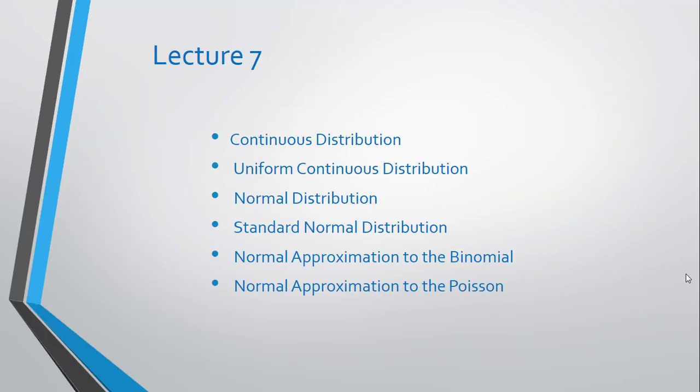In this lecture, we'll talk about the continuous probability distribution, uniform continuous distribution, normal distribution, standard normal distribution, normal approximation to the binomial, and the normal approximation to the Poisson distribution.